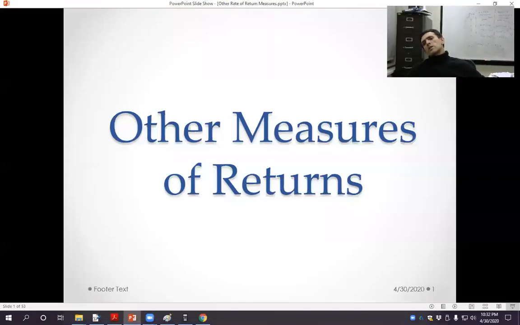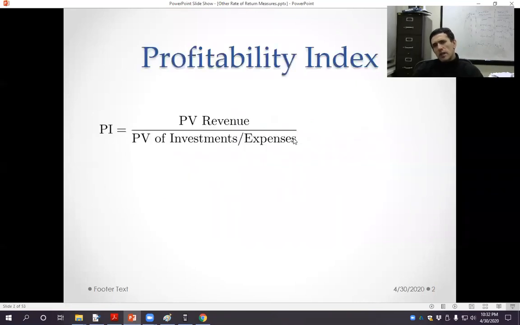Okay, so let's discuss some other measures of the quality of your project. And the first is the Profitability Index. That's just the present value of revenue divided by the present value of investments slash expenses. They mean obviously the same thing.